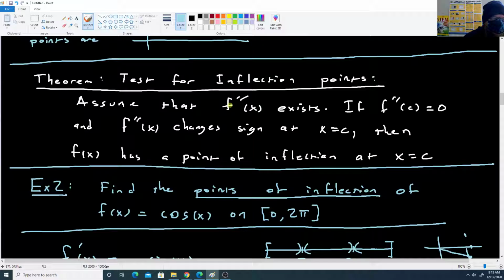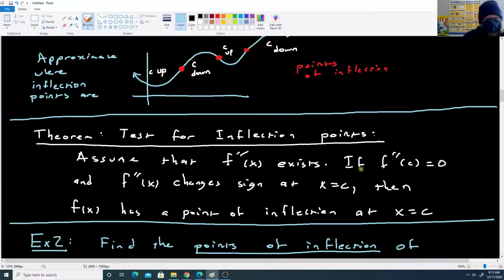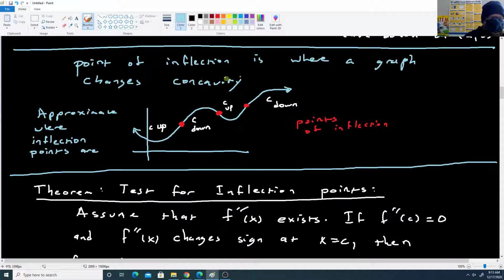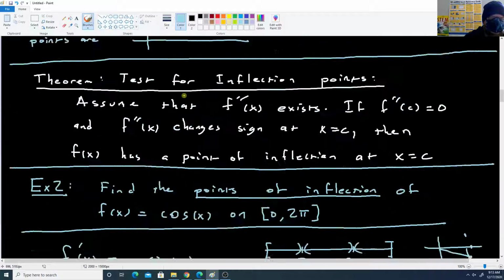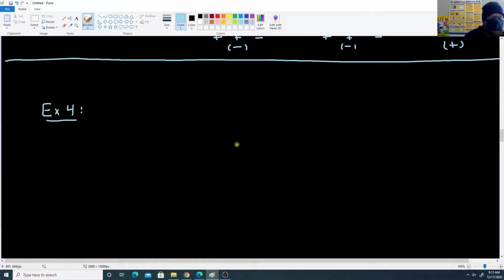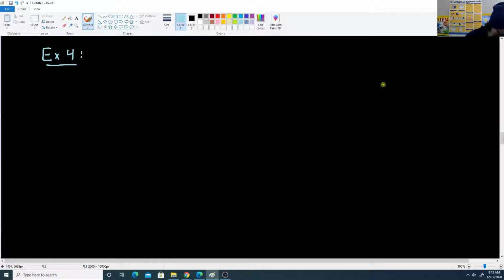Real quick, if we remember about a point of inflection, that says if the second derivative is 0 and the second derivative changes sign, then you have a point of inflection. But points of inflection are just where the graph changes concavity. So we're going to see that we can get a point of inflection without the second derivative being 0. This theorem only holds if the second derivative is 0. If the second derivative is undefined, this theorem doesn't really apply. You could still have the second derivative being undefined and still get a change in concavity. So we're going to look at an example like that.